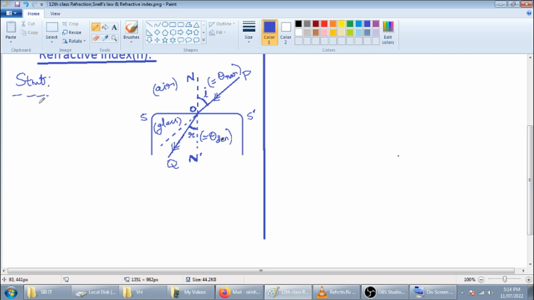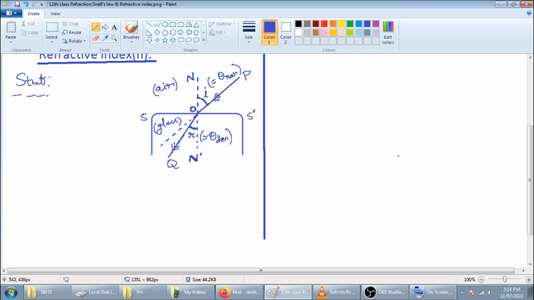So what is the statement of Snell's law of refraction? Now simply consider the sine of the angle of incidence. Sine, cos, tan, these are the three important trigonometric ratios.